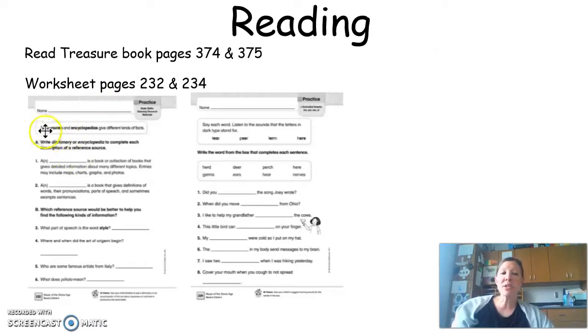The first one has to do with dictionaries and encyclopedias. At your house, you might not have a dictionary or encyclopedia. A lot of times we end up using our phones or computers or tablets for so much, but there are real dictionaries and encyclopedias that we have in our classroom and at the library that we would have physically used. So check with your parents. See if you have a dictionary or encyclopedia and just page through to see what it's all about.